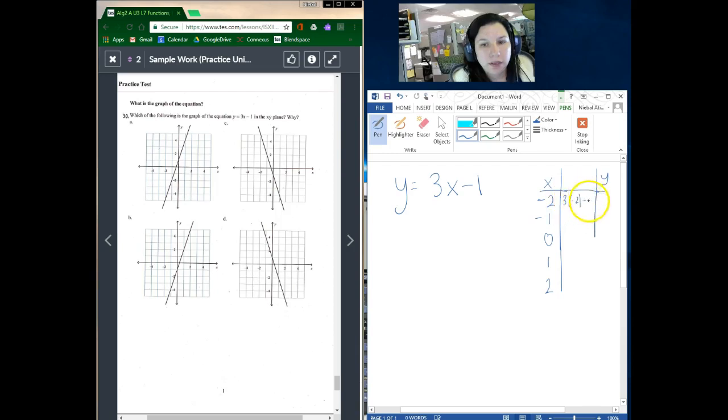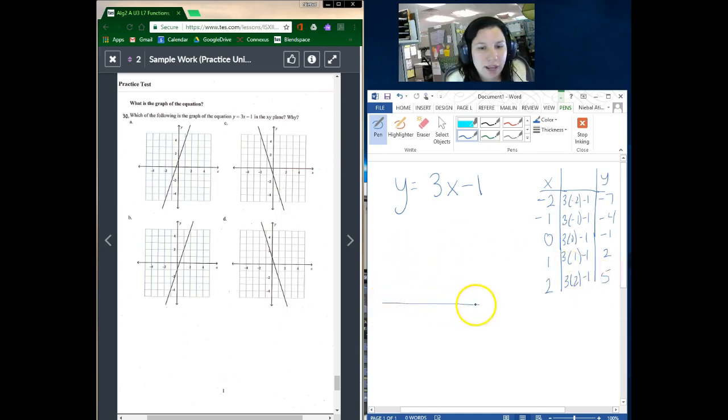Substituted those values in, and then found the corresponding y values for each of those. So 3 times -2 gives you -6, minus 1 should be -7. 3 times -1 is -3, minus 1 will be -4. 3 times 0 is 0, minus 1 is -1. 3 times 1 is 3, minus 1 is 2, and 3 times 2 is 6, minus 1 is 5.